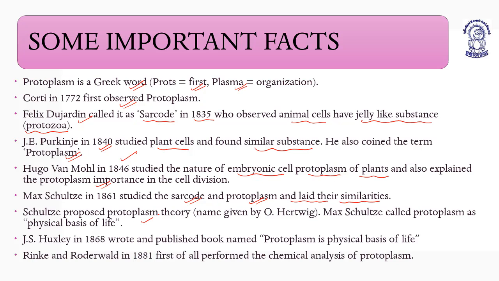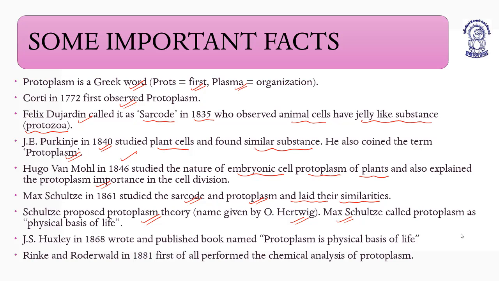Schultze proposed the protoplasmic theory, a name given by O. Hertwig. Max Schultze called protoplasm the physical basis of life. J. Purkinje in 1840 compared the substances and coined the term protoplasm. Cotai in 1772 first observed protoplasm, but the term protoplasm was given by J. Purkinje.